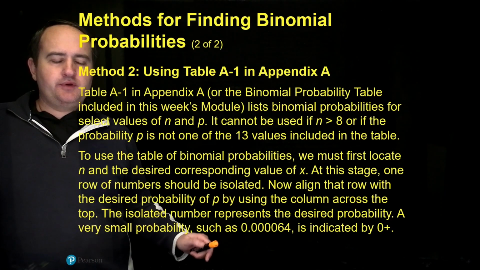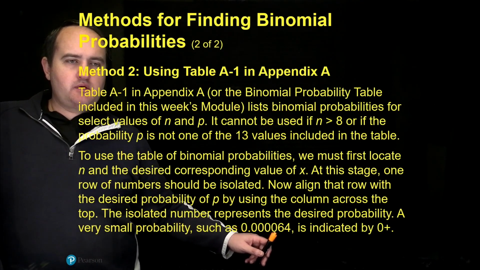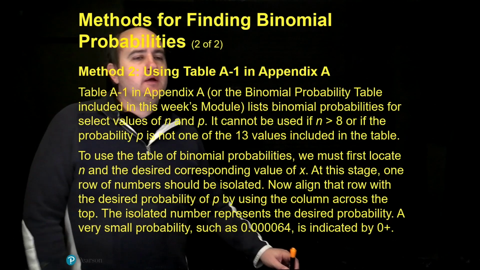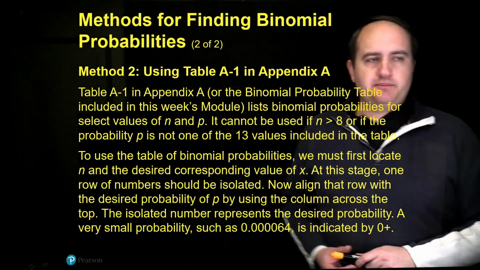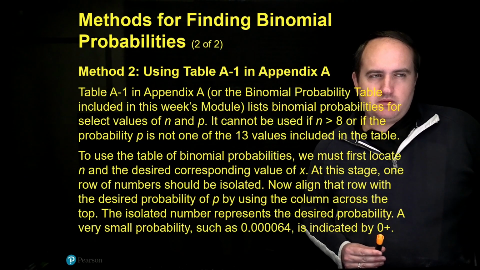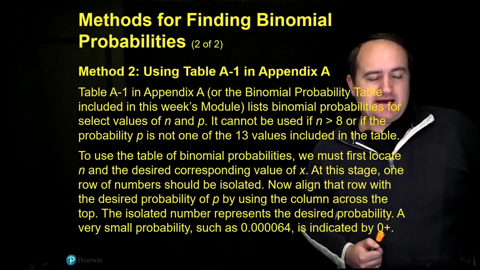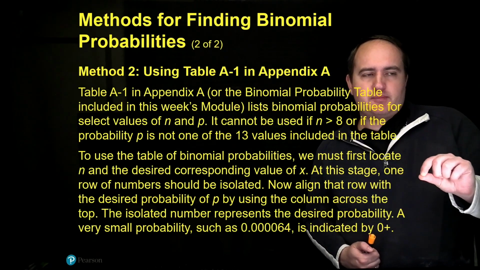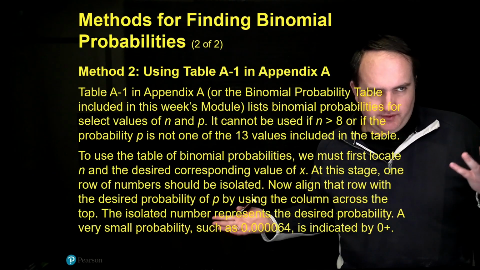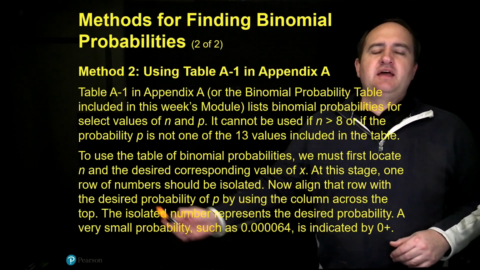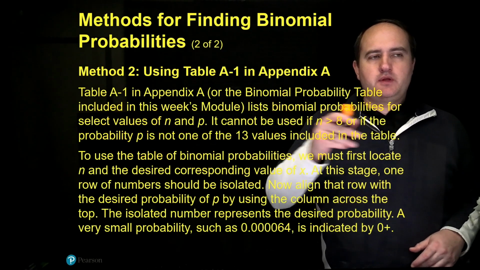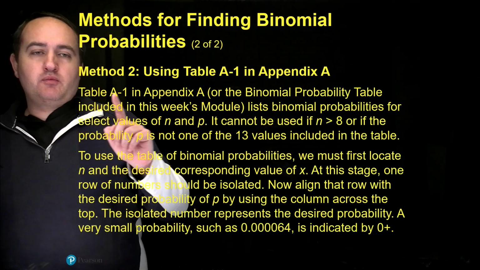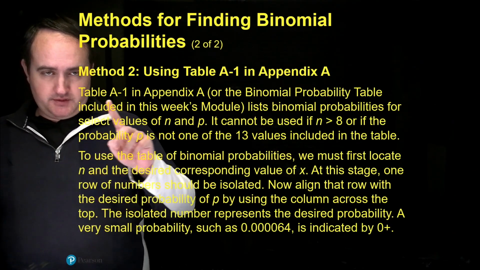A very small probability, such as 0.000064, in other words, if you have a lot of zeros before your first non-zero digit, is indicated by 0 with a plus after it. The only reason I'm mentioning this is that I think in one of your homework problems, they might actually ask you what this represents. And all you have to do is choose the option that says it represents a very small probability. Okay. And that's for table A1, not for the one that we have in our module. But table A1 is the one they're using on my math lab, so if you prefer to use that one, you're welcome to.